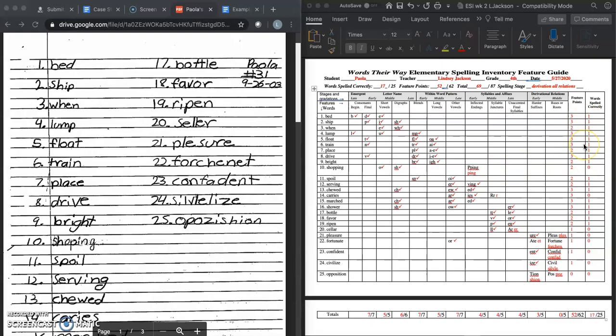For example, because Paula spelled ship correctly, she gets a check for the beginning consonant, the final consonant, the short vowel, and the digraph. And then over here, she will get 3 feature points for getting all 3 of those correctly, and 1 point for words spelled correctly, since she spelled the word right.